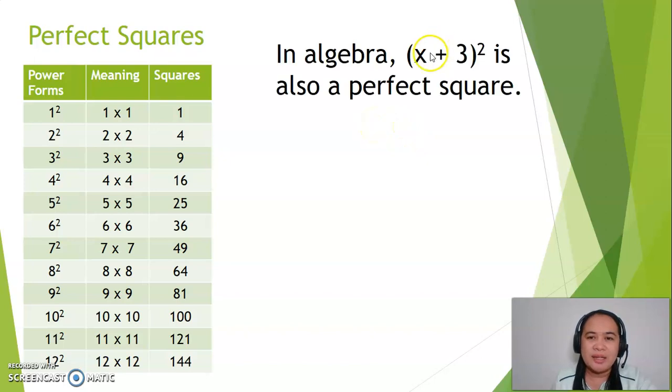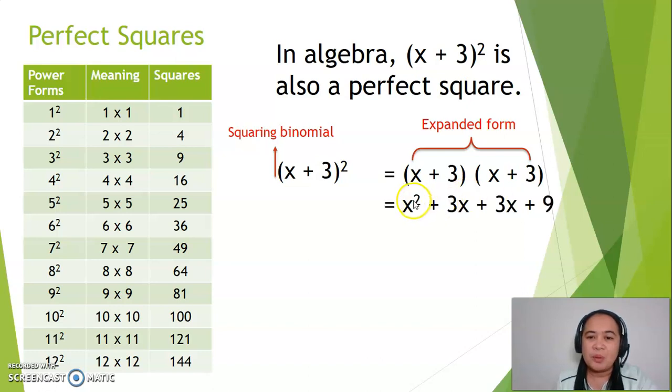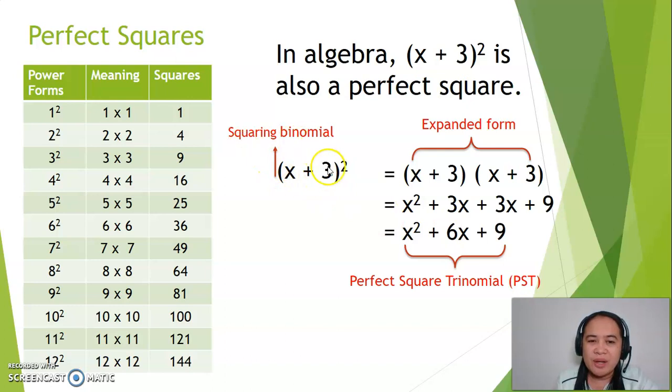Now in algebra, quantity x plus 3 squared is also a perfect square. Now squaring this binomial, we will have the expanded form x plus 3 times x plus 3. Or, using the FOIL method, we will have x squared plus 3x and 3 times 3, we will get 9. Combining 3x and 3x, we will end up with x squared plus 6x plus 9. Or basically, the square of a binomial is a perfect square trinomial.